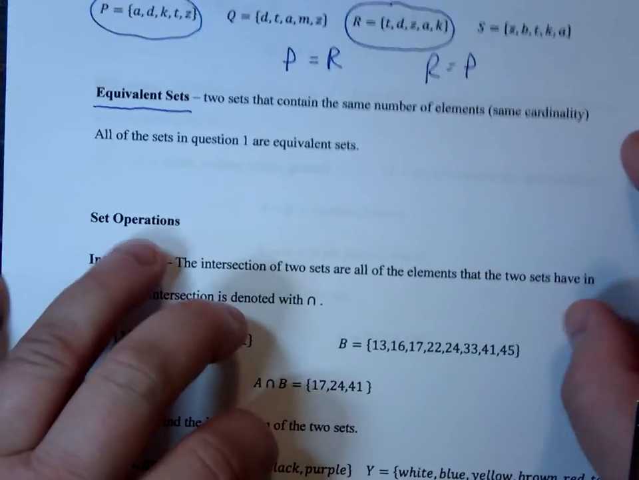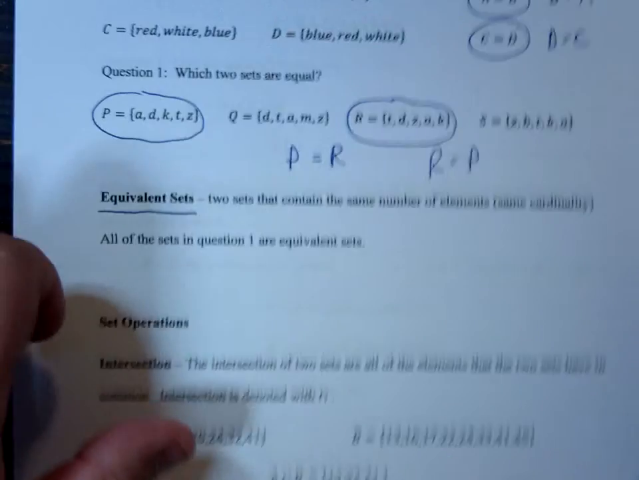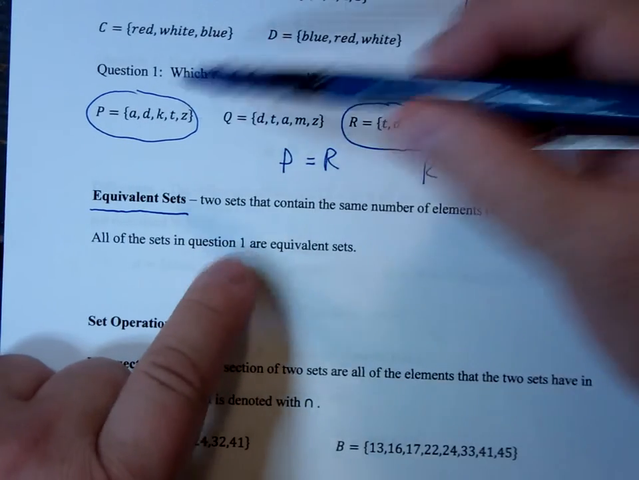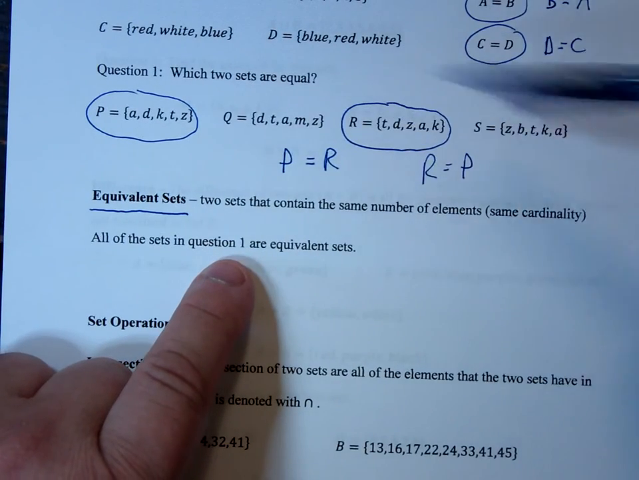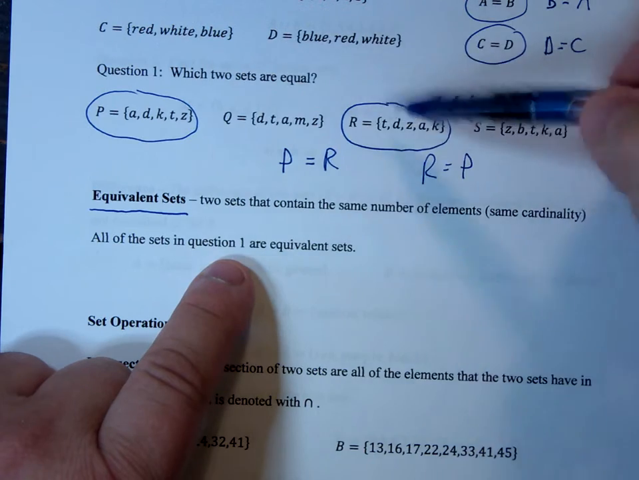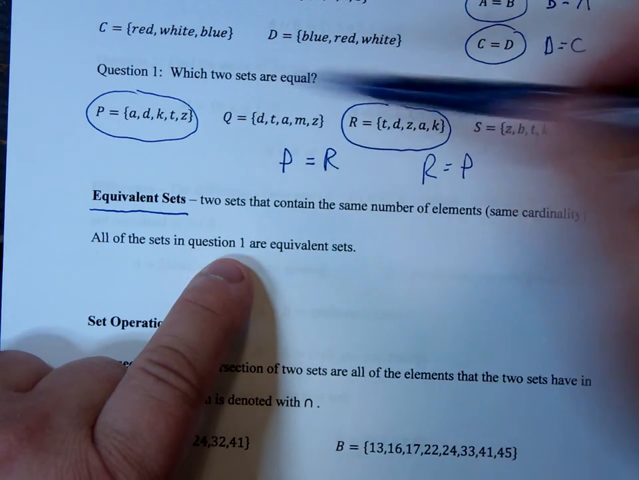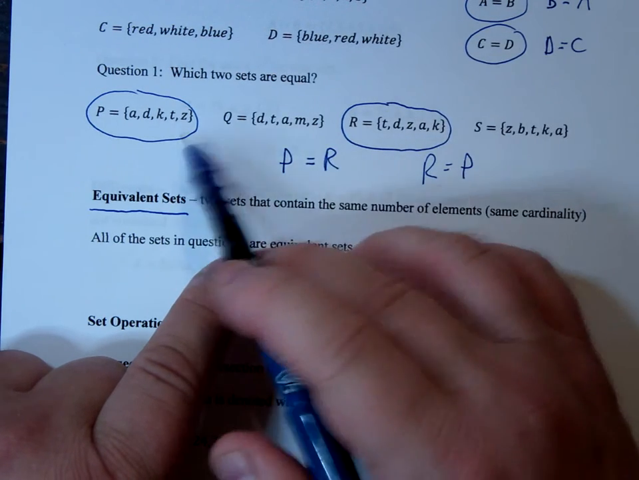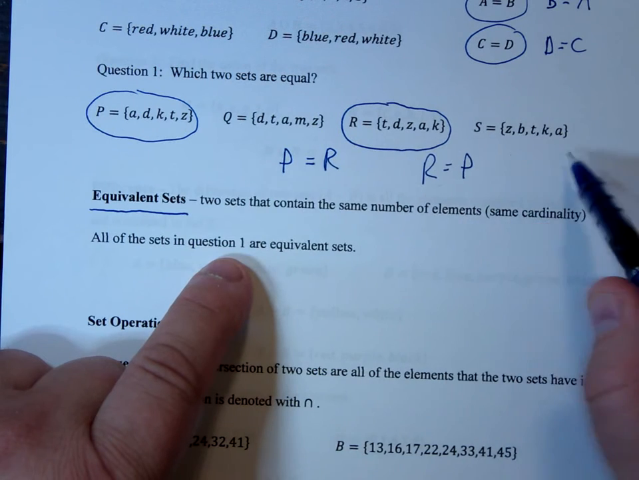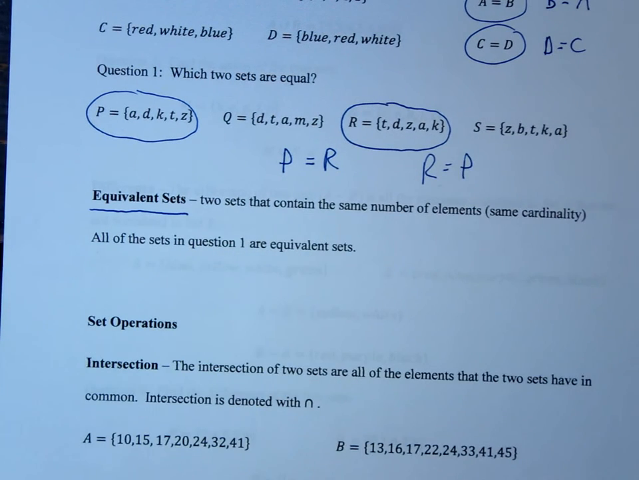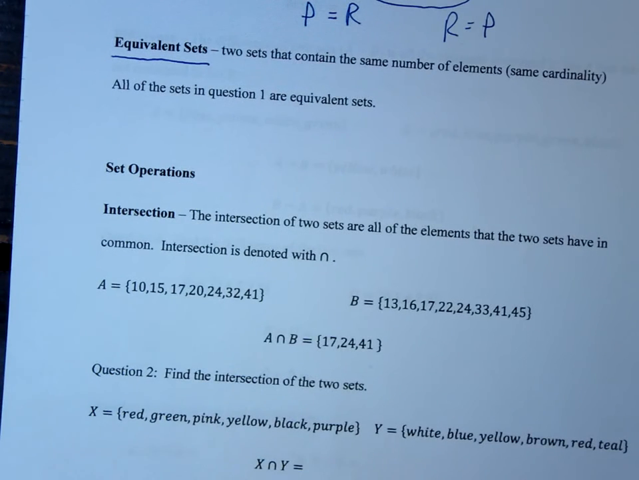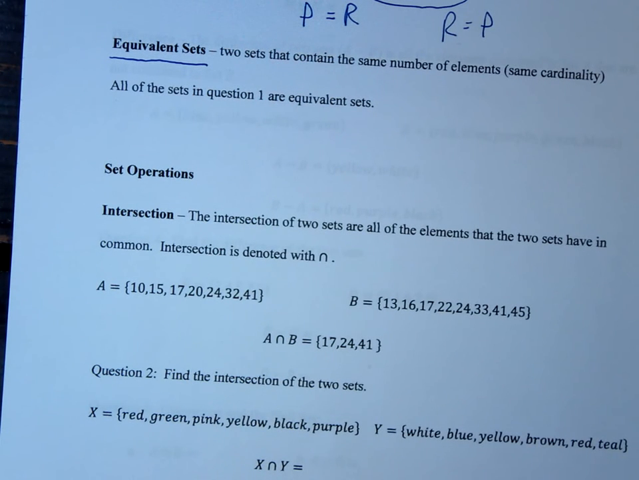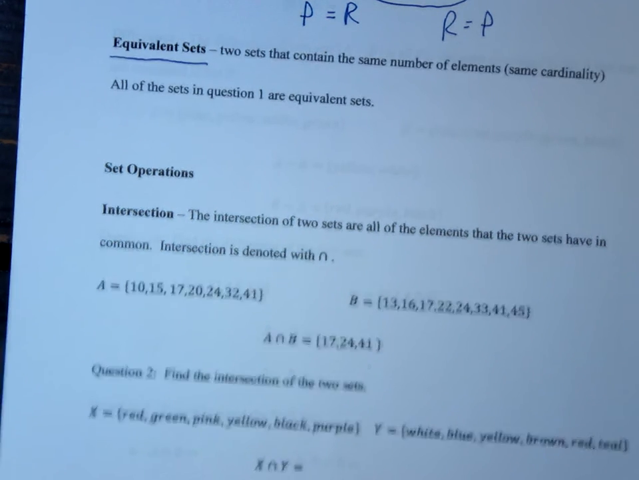So all of these sets up here in question 1 are equivalent sets. Even the two that are equal are also called equivalent because they have 5 elements. 5 elements, 5 elements, 5 elements. They're all equivalent. Alright? I think that's pretty self-explanatory. And you'll have some questions on the assignment on equivalent sets. So they just have to have the same number of elements.